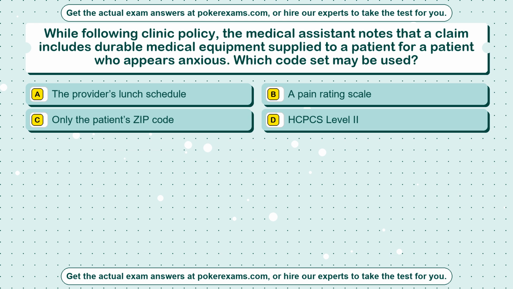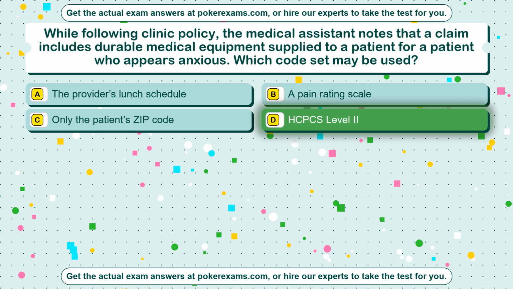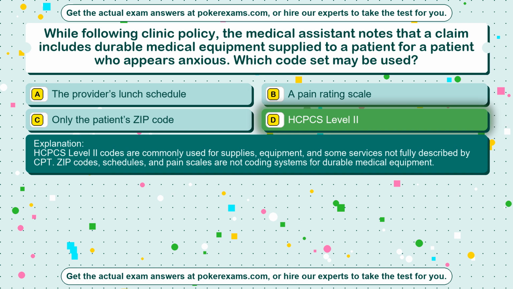Question 69. While following clinic policy, the medical assistant notes that a claim includes durable medical equipment supplied to a patient who appears anxious. Which code set may be used? Option A, the provider's lunch schedule. Option B, a pain rating scale. Option C, only the patient's zip code. Option D, HCPCS Level 2. The correct answer is option D, HCPCS Level 2. HCPCS Level 2 codes are commonly used for supplies, equipment, and some services not fully described by CPT. Zip codes, schedules, and pain scales are not coding systems for durable medical equipment.